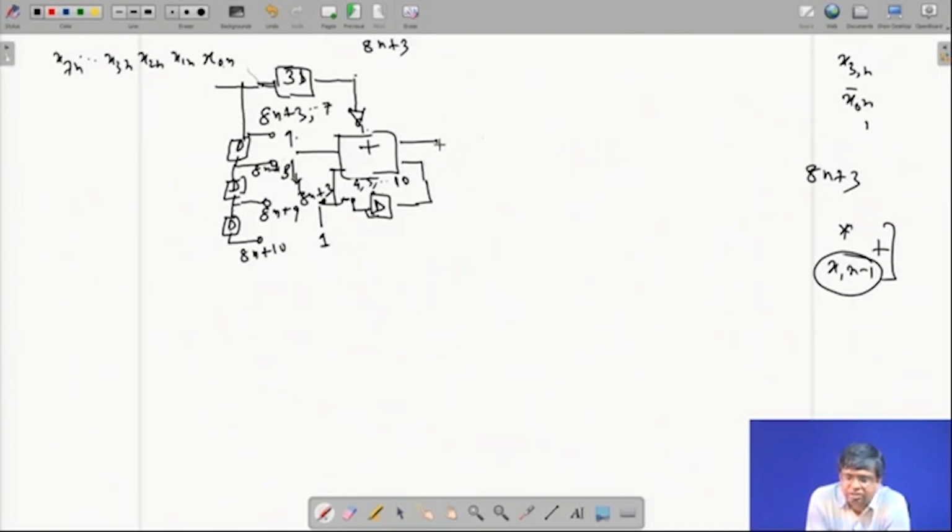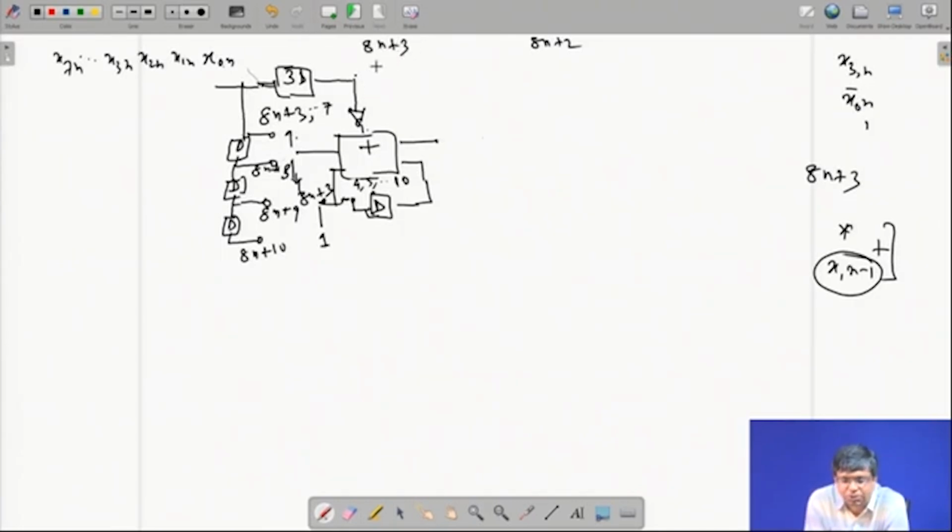x0n comes here at 8n plus 3, and at that time I get the result here. At 8n plus 2, what was available here? It was the MSB of the previous word, the n minus 1th word, isn't it? They are coming serially: x0n came at 8n plus 3, then x1n at 8n plus 4, x2n at 8n plus 5, x3n at 8n plus 6, like that.